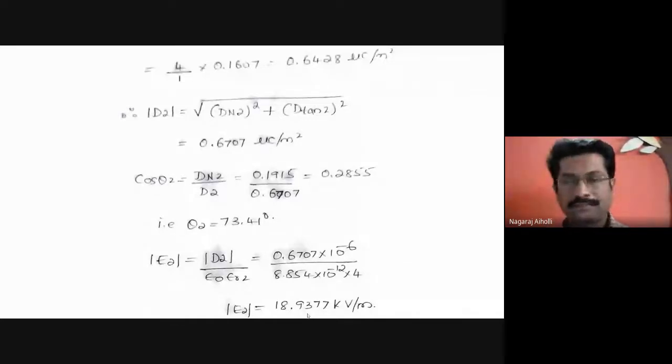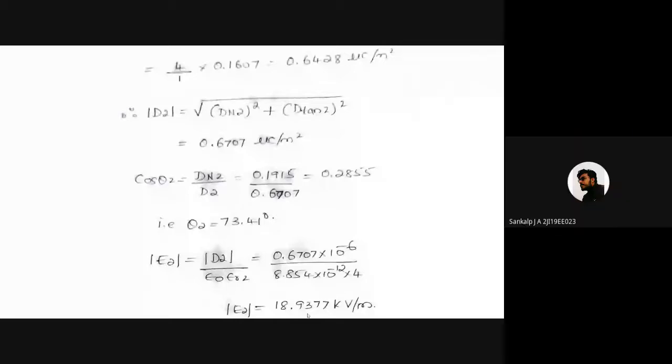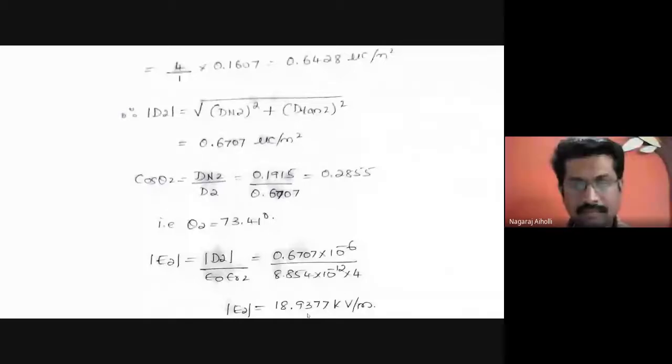Done, students? Is it cross verified? Yes, sir. The answer is correct. Whatever we have obtained there, 18.9377 kilovolt per meter. Yes, very nice.